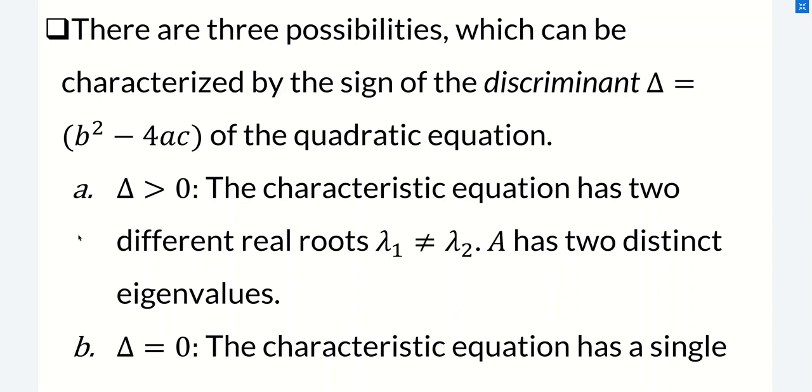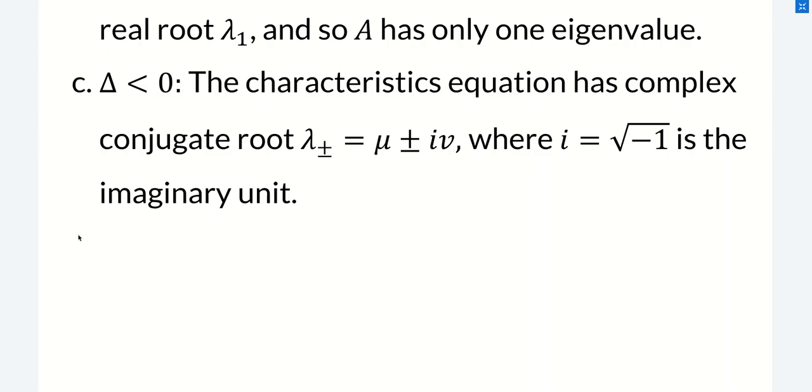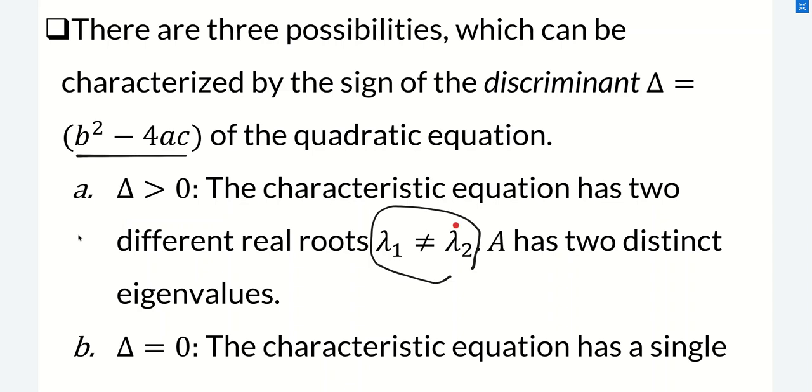So based on these discriminants, when the discriminant is greater than zero, then we say that lambda one is different from lambda two, that means two distinct eigenvalues. When the discriminant is equal to zero, we have a repeated value or a single value, where eigenvalue one is equal to eigenvalue two. When the discriminant is less than zero, we have complex conjugates, which we are not dealing with. So our focus now is the first one, where eigenvalue one is not equal to eigenvalue two.